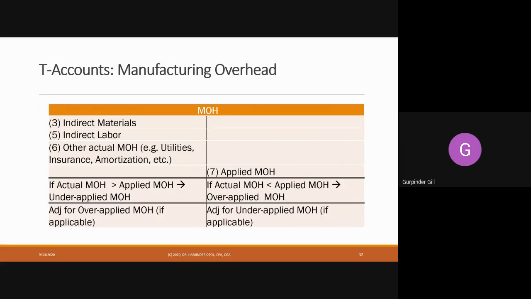Once this account comes to a zero balance, that is where you put in your journal entries. If it's underapplied, then you debit your cost of goods sold and credit manufacturing overhead account. If it's overapplied, you would debit MOH account, but credit work in process, finished goods, and cost of goods sold accounts. Either way, manufacturing overhead account has to come to a zero balance once those journal entries are booked.